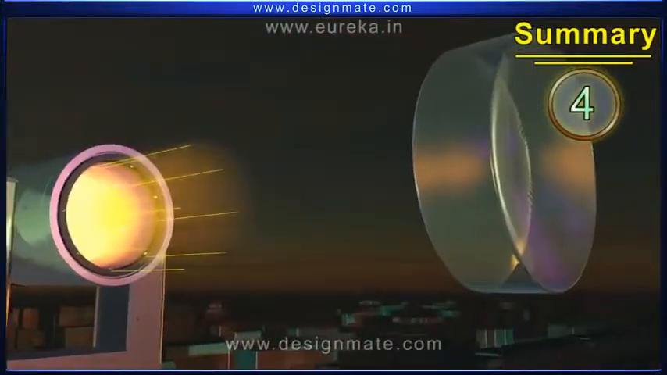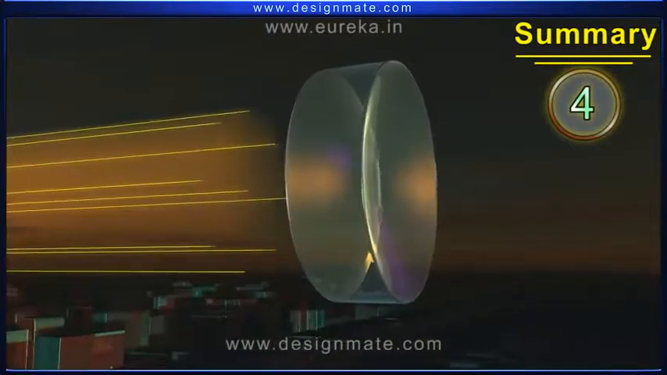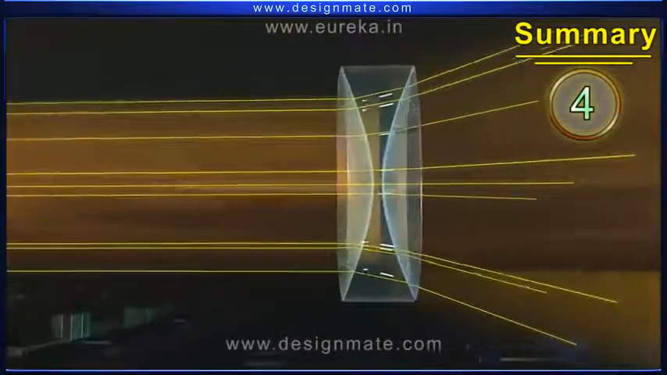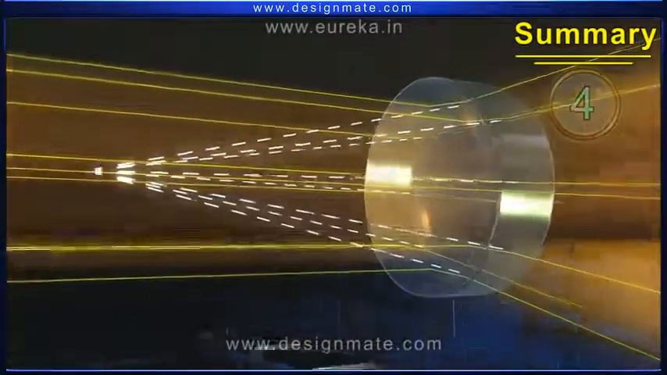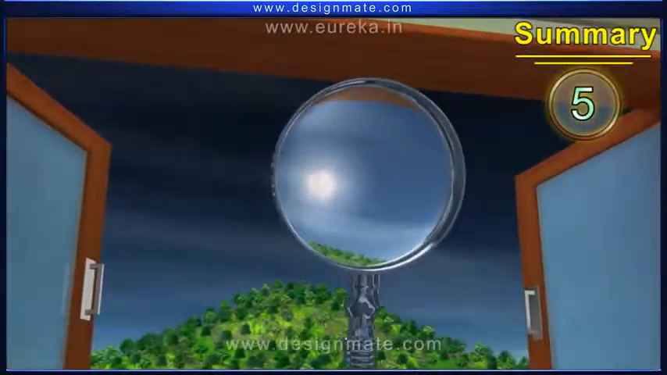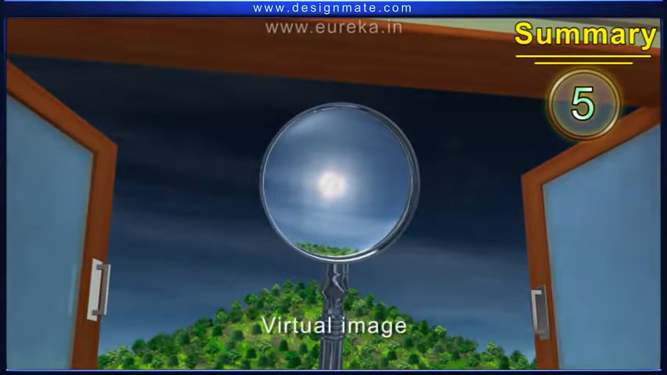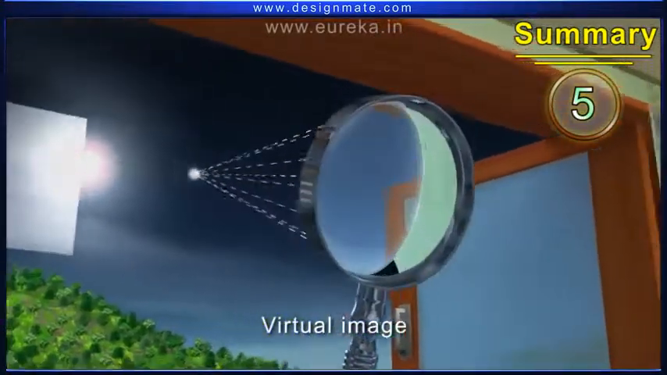4. The parallel rays of light incident on a concave lens undergo divergence as they emerge on the other side. And 5. The concave lens produces a virtual image, that is, an image formed on the same side of the object.